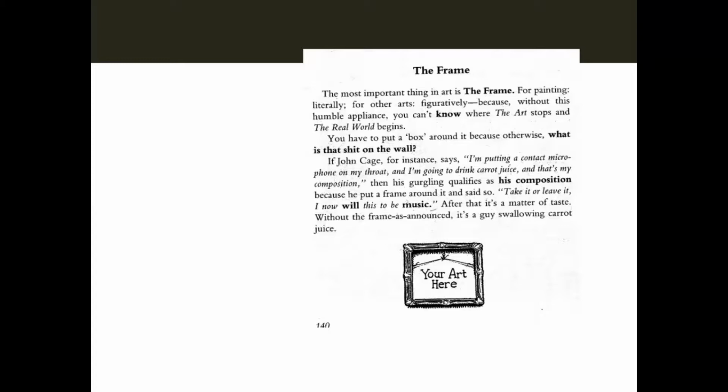Okay. So furthermore, Frank Zappa says if John Cage, a famous composer, which we will study, says, "I'm putting a contact microphone on my throat and I'm going to drink carrot juice, and that's my composition," that gurgling sound qualifies as composition because he put a frame on it and said so. Take it or leave it. I now will this to be music. After that it's a matter of taste. Without the frame as announced, it's just a guy swallowing carrot juice.